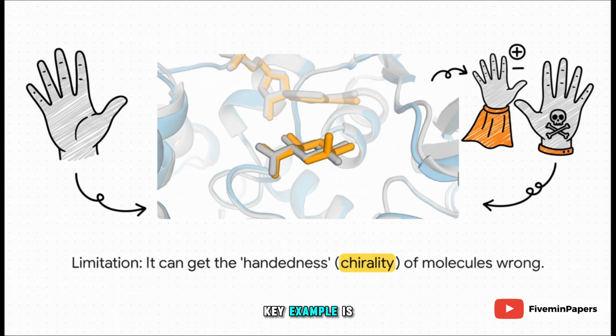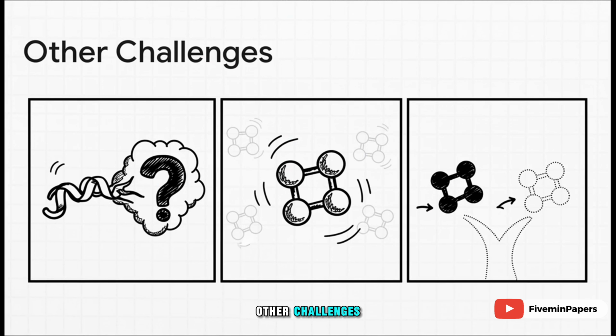So, a really key example is something called chirality. It's basically the handedness of a molecule. Just like your left and right hands are mirror images, a lot of molecules are too. And this is so critical in drug design. Why? Because one-handed version can be a lifesaver, while its mirror image could be useless or even harmful. And this is one area where AlphaFold 3 can still get it wrong sometimes, which is a really important detail for scientists to remember.